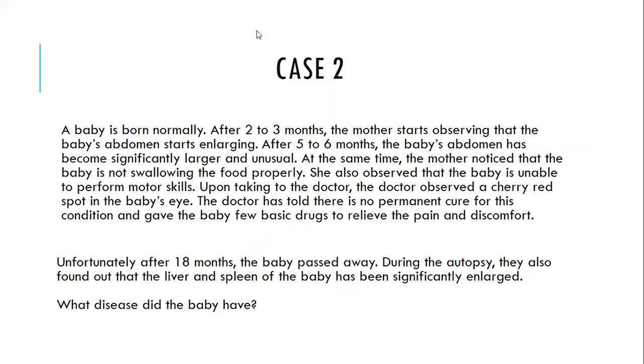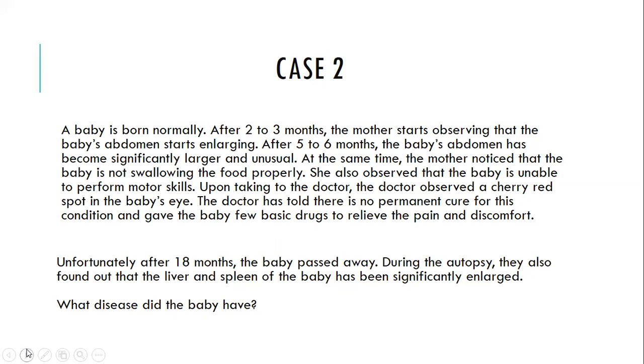The key point to note here is the swelling of the abdominal region. When they did the autopsy, we could see that the liver and spleen had been swollen significantly. The liver lies in the right upper quadrant and the spleen lies in the left upper quadrant. So both these quadrants of the abdomen were swollen. Other key points to note are that the mother noticed the baby was not able to swallow food, and that the baby was not able to perform basic motor skills. With all this being said, this is a type of sphingolipidosis.